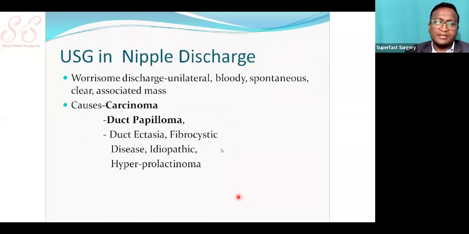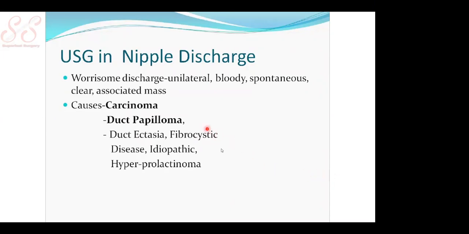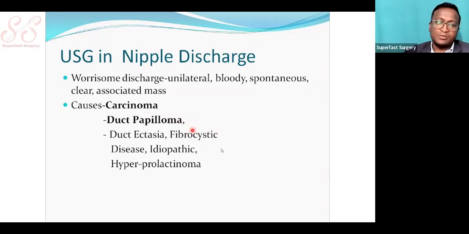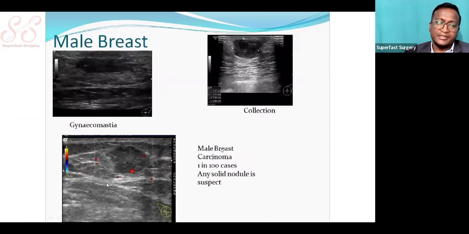Also, in case of nipple discharge, the worrisome discharge, that is the pathological discharge, is characterized by 4S. That is single side, single duct, spontaneous, and it should be serosanguineous. So those are the pathological nipple discharge. And these are the causes of nipple discharge: carcinoma, duct papilloma, duct ectasia. We have benign breast disease as a separate chapter in this presentation.